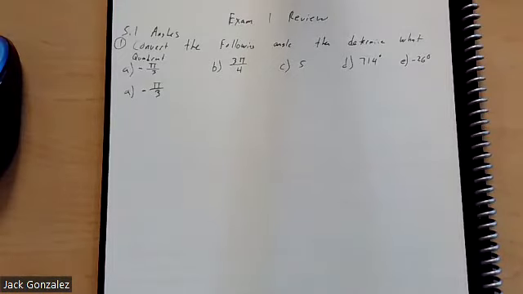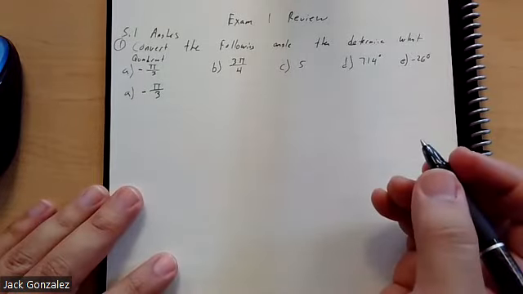Okay, so 5.1, let's do a couple examples and then we'll move on to 5.2. The first thing I want you to be able to do is convert from degrees to radians and determine what quadrant that angle is in. That's the first basic thing.